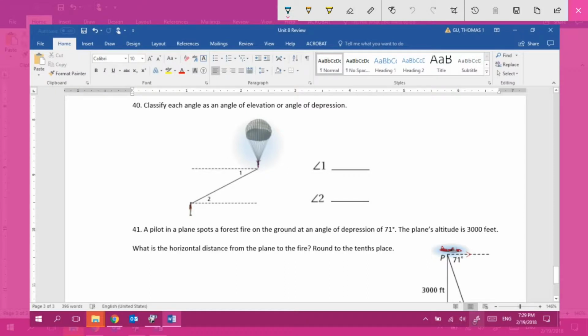Alright, so number 40, classify each angle as angle of elevation or angle of depression. Angle 1 is over here. Is that elevation or depression? That's from the hot air balloon, that's from the parachute guy looking down. That means it's angle of depression. Okay, the second angle, number 2, is over here. This guy's looking up. That means it's angle of elevation. Perfect. Alright, moving on. Number 41.